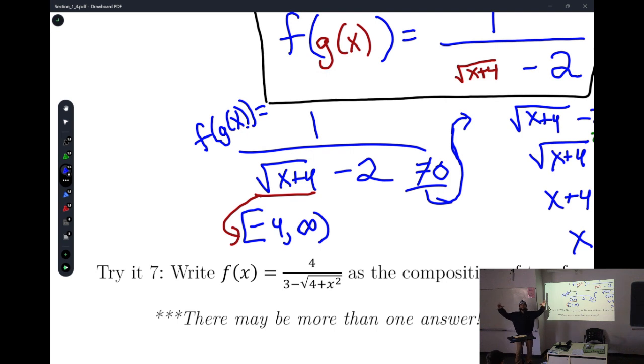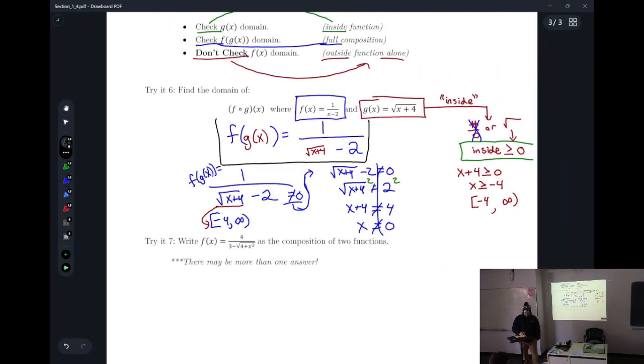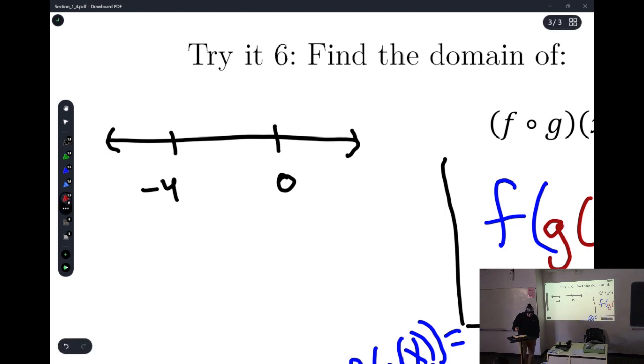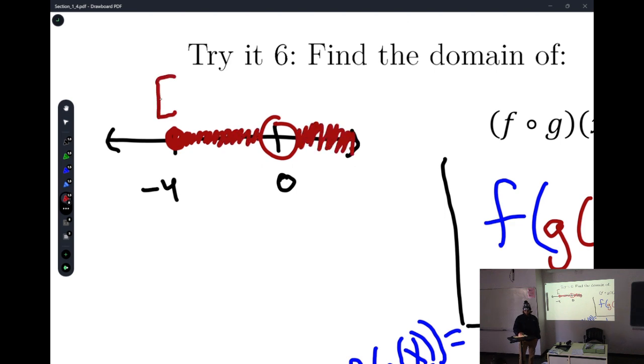So now we need to mash those two things together somehow. We need to mash both of those answers into one full answer. The easiest way to mash them together is on a number line. And there's only 2 key points. We've got negative 4 and we've got 0. What's happening on this number line? Open circle there for sure, right? Closed circle, shade. So it looks kind of like that. Or you might see it like this in the book. They mean the same thing.